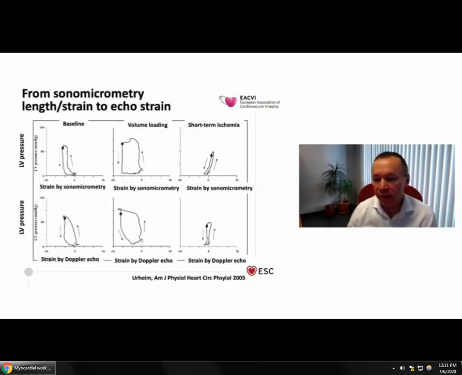Several important steps needed to be done. First, look at the x-axis. The strain in the experiment was usually assessed by sonomicrometry, implanting sonomicrometry crystals in the myocardium. Urheim et al. replaced strain by sonomicrometry with strain by tissue Doppler echocardiography and validated this approach. So now we have on the x-axis strain by echo, it was tissue Doppler at the time. Now we use speckle tracking.